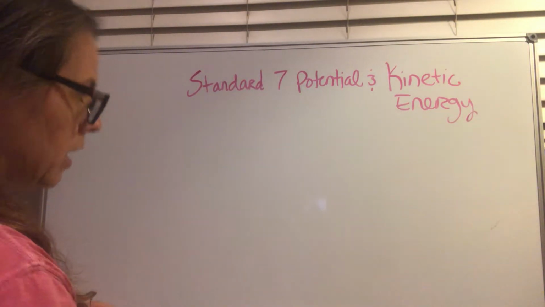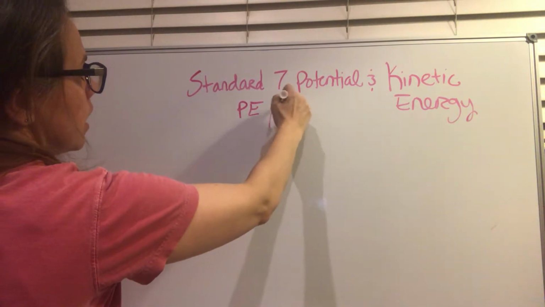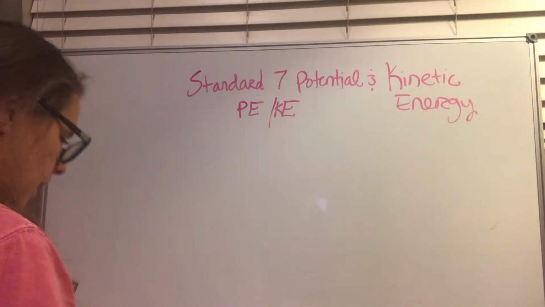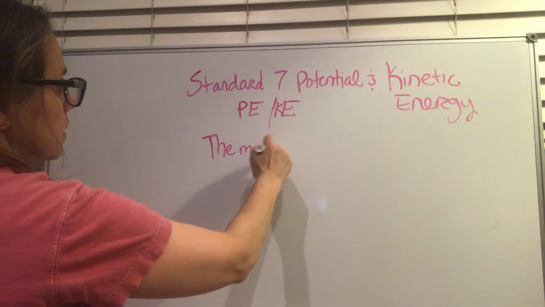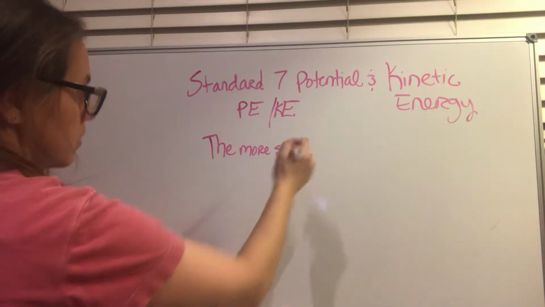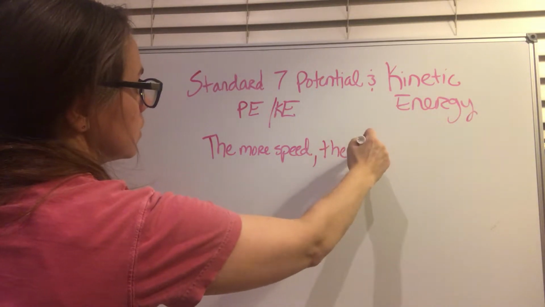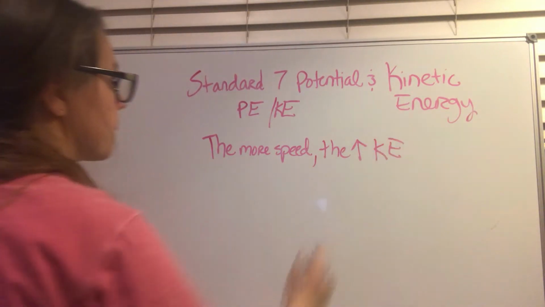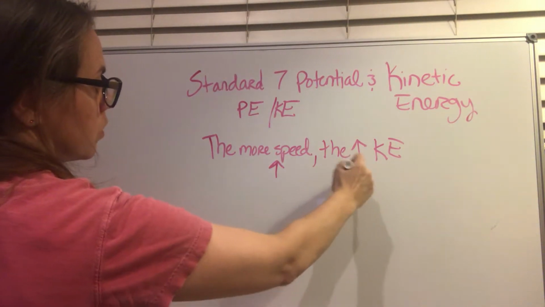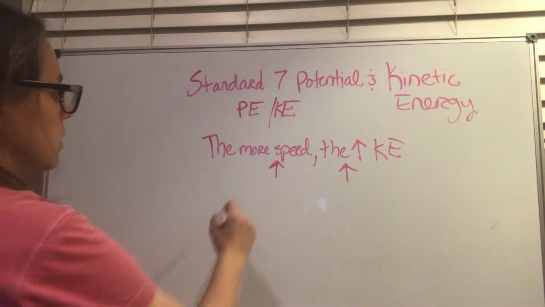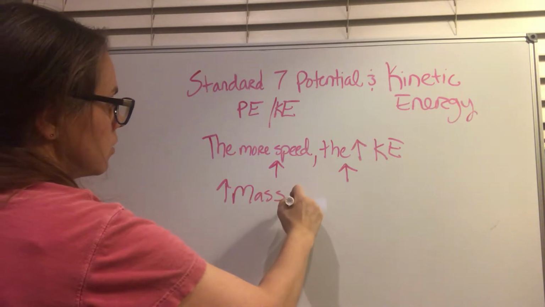So we're going to abbreviate. We're going to say potential energy is PE and kinetic energy is KE. So we said these are the laws. The more speed, meaning that's the independent variable, right? The more speed, the greater the kinetic energy. So basically we could have two arrows here. More speed, more kinetic energy. And then same is true with mass. As mass increases, so does KE.